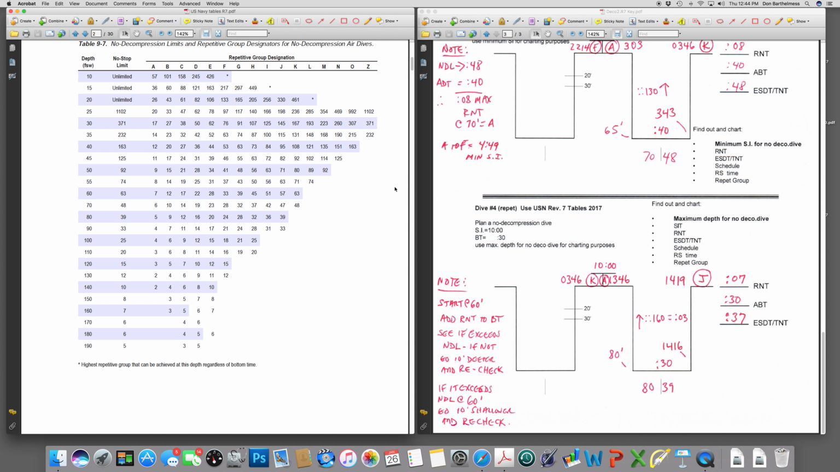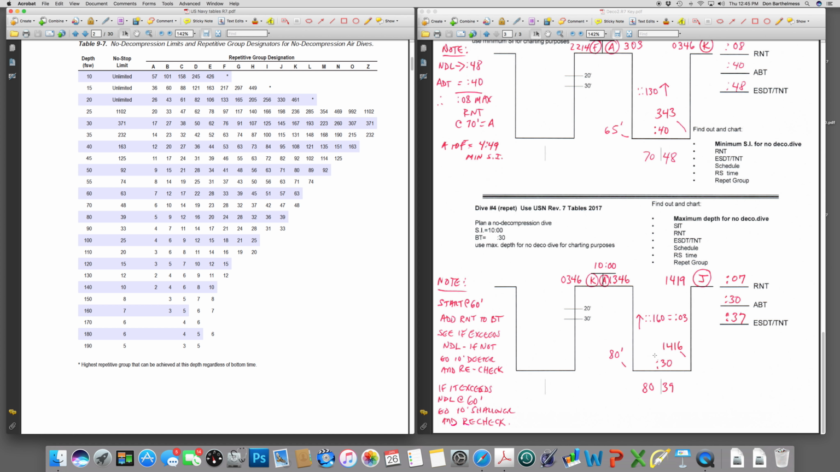80 for 39 puts us on the surface as a J diver. A J diver on the surface. Put that number on there, circle it. I'm telling you, you're on the surface for 10 hours. You transferred your information at 3:46 in the morning as a K diver. So you left the surface at 13:46, a little before 2 o'clock in the afternoon.